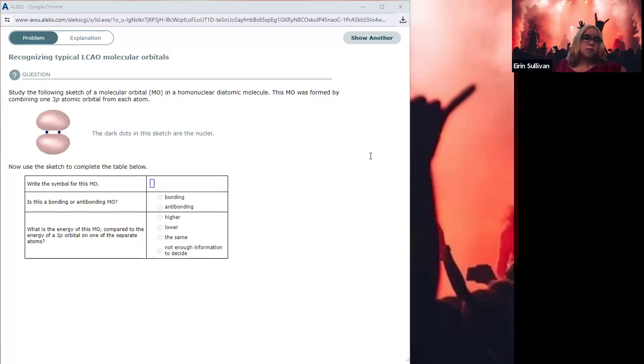Symmetrical linear combination of atomic orbital molecular orbitals. That's what that LCAO stands for. Okay, so I don't want you to freak out. We've got to decide a few things.